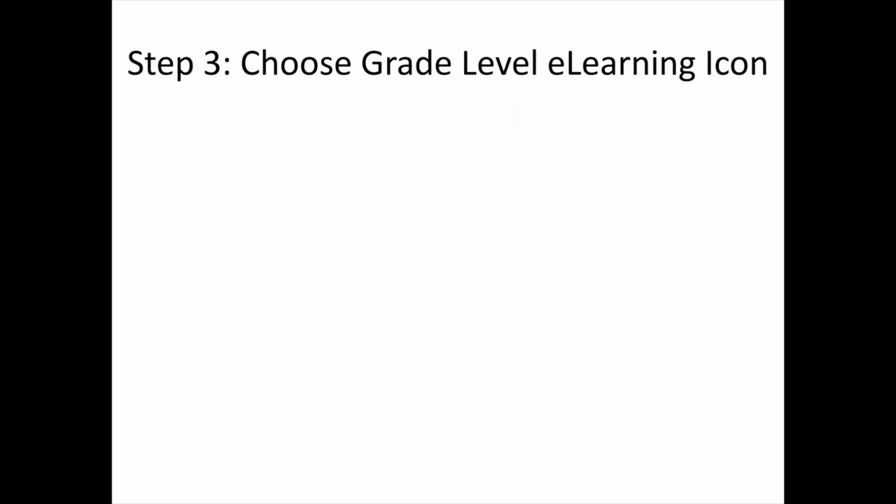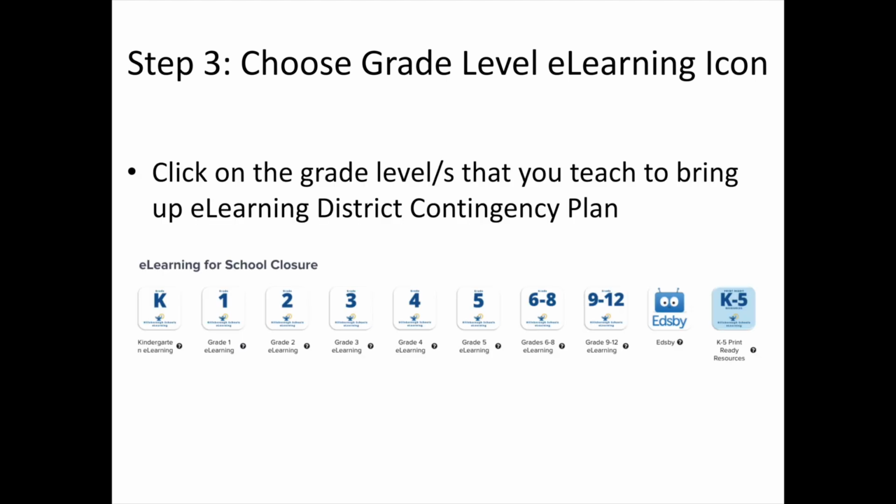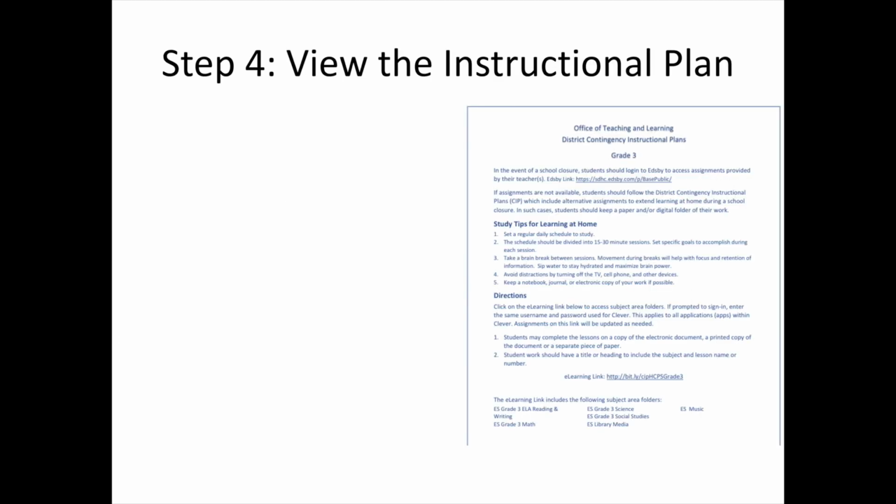Step 3, you're going to choose your grade level. So you'll notice when you log into Clever that there are some new e-learning icons. You will click on your grade level. That will bring up a document that looks like this. This is a third grade example, but every grade looks very similar.